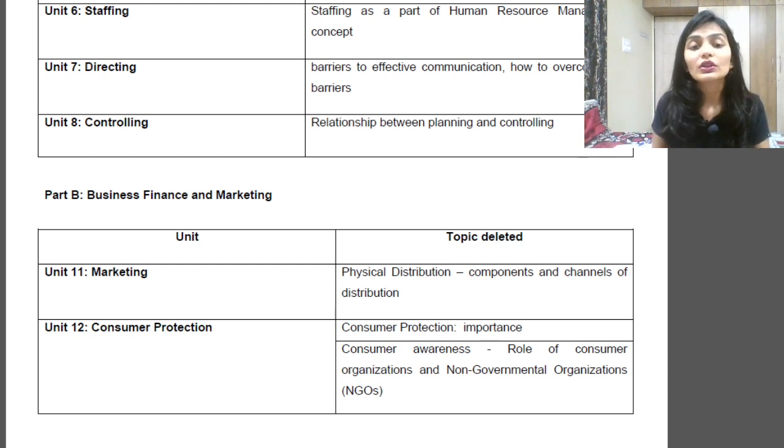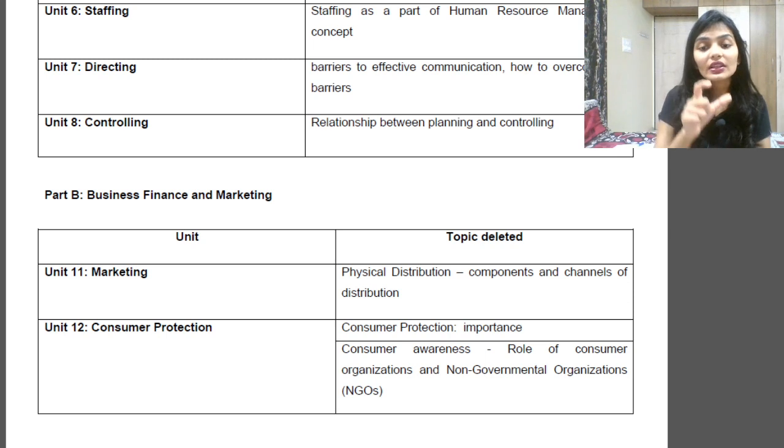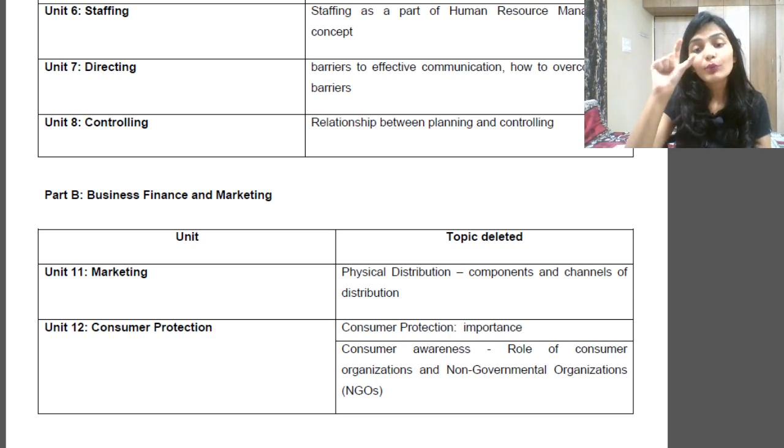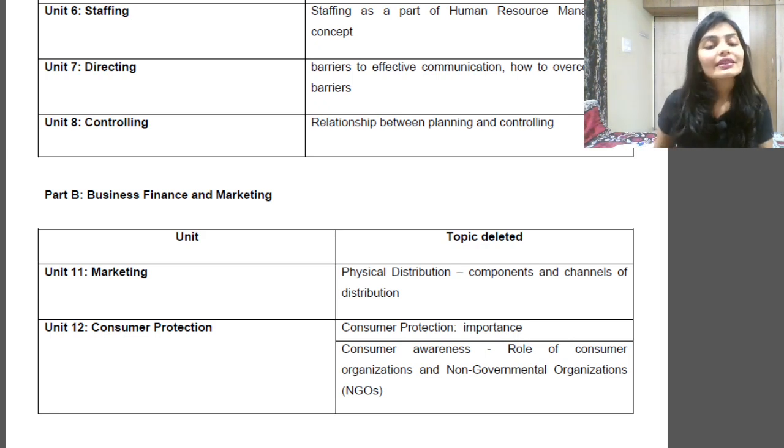Then when you come to chapter 12, consumer protection. In the consumer protection segment, there is one importance section. Those importance points are gone. And in consumer awareness, the role of consumer organizations and NGOs, which is a very short concept with all the names of NGOs listed, that segment is deleted. So majorly, compared to accounts and economics, here there are significant changes.